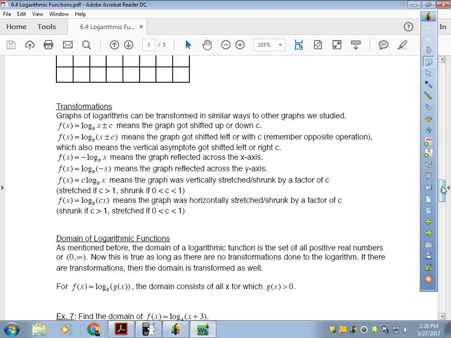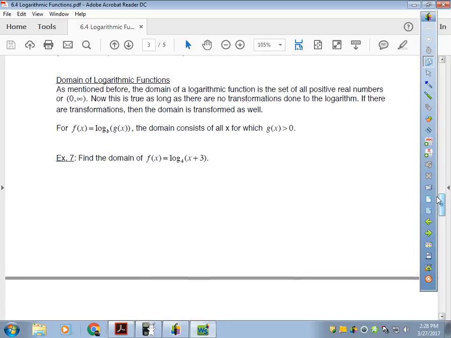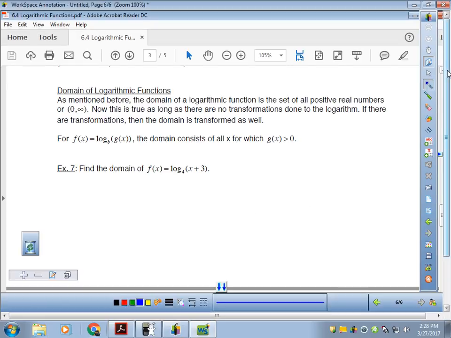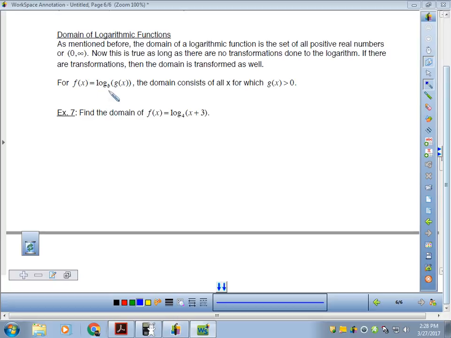Alright, moving away from graphing, let's talk about domain of logarithms. The domain of a logarithm is, if you have log base b of g of x, the domain is all x's where g of x is greater than 0. So whatever is inside this logarithm has to be greater than 0.